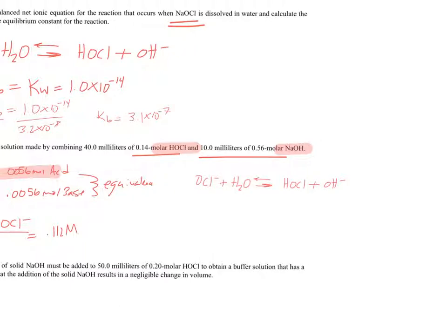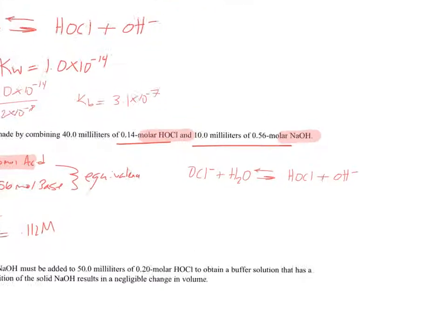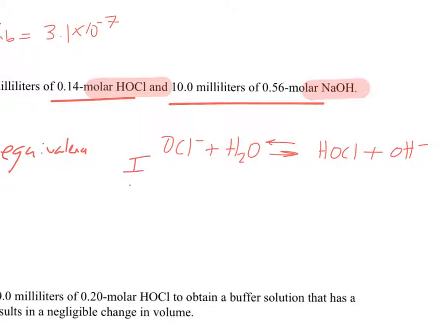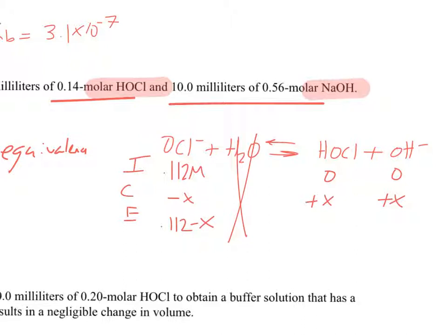So I'm going to bring that up here. I'm going to make an ICE table out of this. Initial concentration is 0.112 molar, we just calculated it. This is a liquid, so we don't care, and that's not actually part of the equilibrium expression. 0, 0, minus x, plus x, plus x, 0.112 minus x, this is x, and this is x.